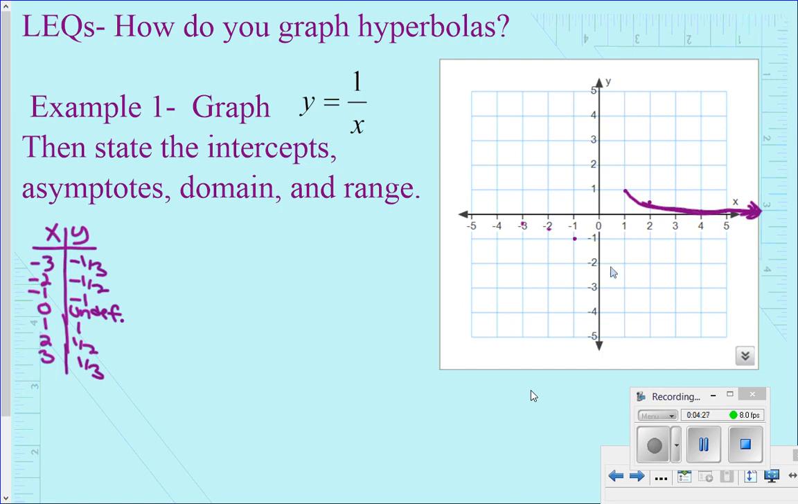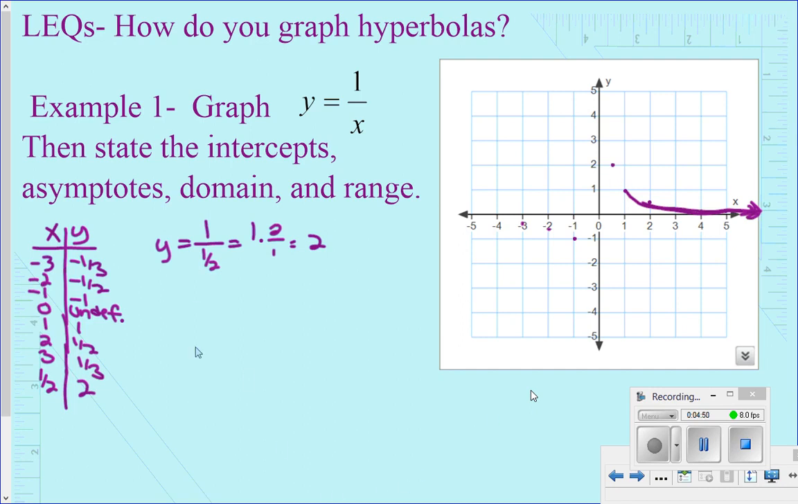Okay, now I don't really know what's happening after 1, so I'm going to pick a value between 0 and 1, like 1/2, to see what happens. So if I substitute in 1/2, 1 divided by 1/2 means 1 times 2 over 1, which is 2. So let me plot that, 1/2, 2, right there.